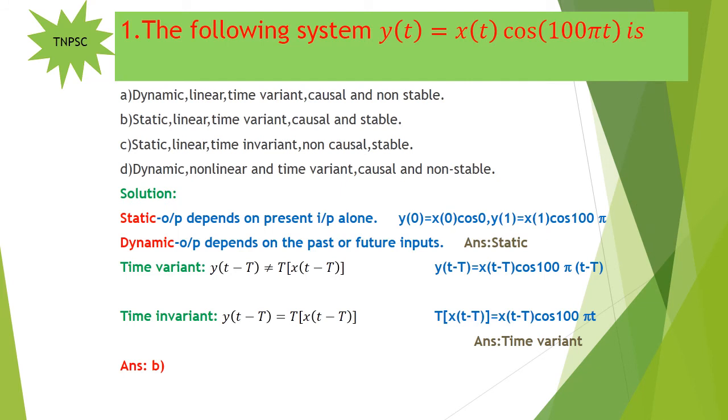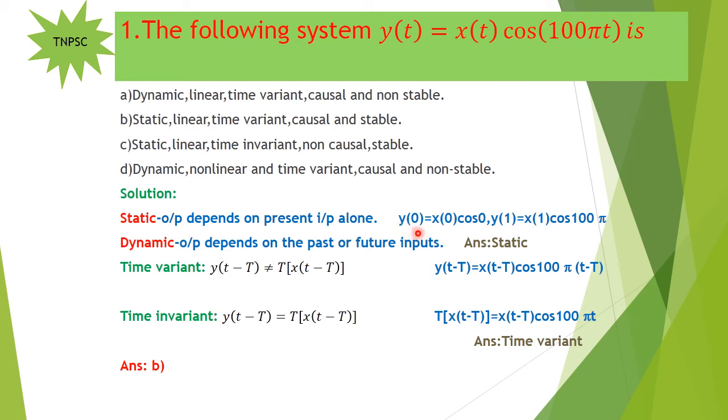So next we are going to see some problems that are asked in the competitive exams. First problem. The following system y of t equal to x of t cos 100 pi t is: we have to check whether it is dynamic, linear, time variant, causal or non-causal, stable or unstable. So first we are going to check whether it is static or dynamic. We know static means output depends only on the present input, and dynamic means output depends on the past or future inputs. So substitute t is equal to 0.